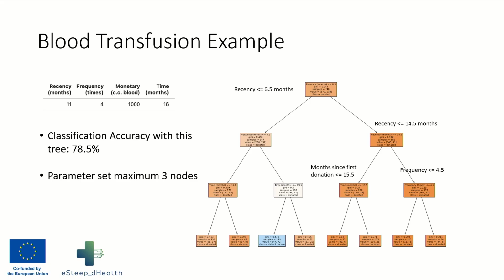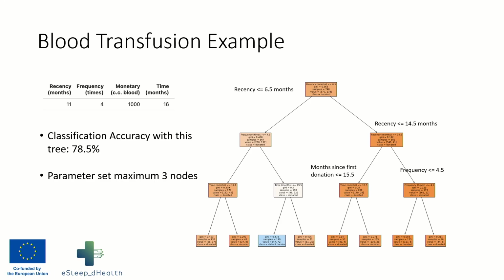Here the model tried to find the best splitting criteria among those 4 columns that you can still see on the left side. So our first splitting attribute is the recency, whether the person has donated blood in the last 6.5 months or not. And then we just move along the branches of the tree to end up in the decision node. And then the color of this node indicates whether the person is predicted to donate or not.